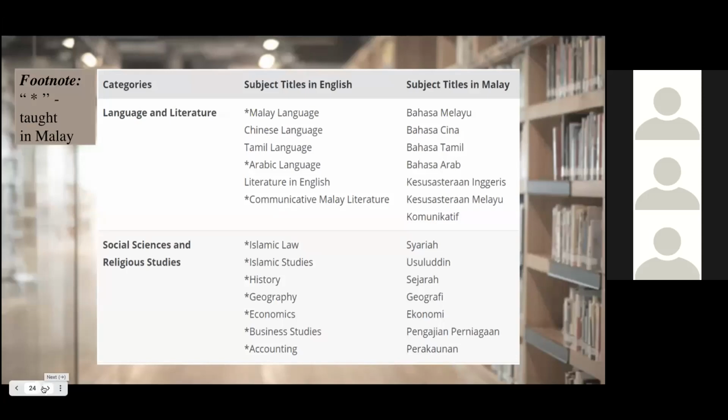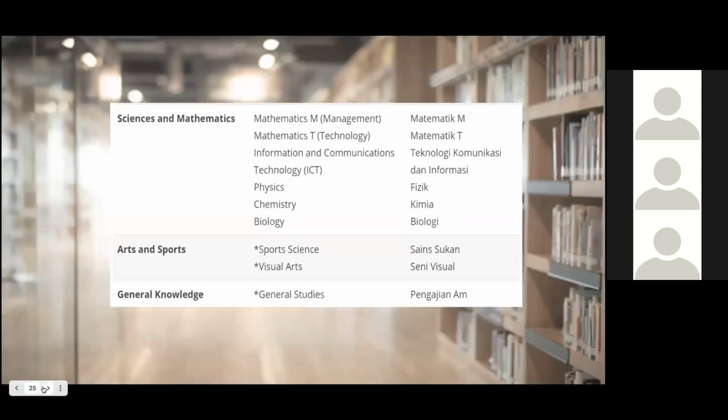For the next category, which is science and mathematics, all of the subjects are being taught in English, because they have mathematics management, mathematics technology, information and communication technology, physics, chemistry, and biology. While for arts and sports, they only have two subjects being offered, and both are taught in Malay, which are sports science and visual science.